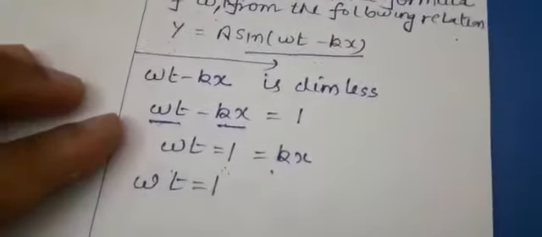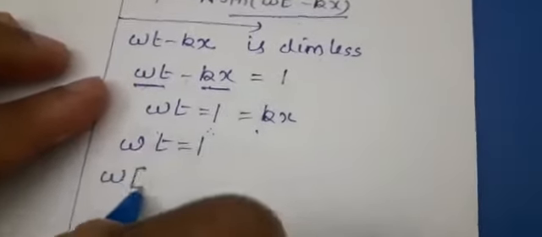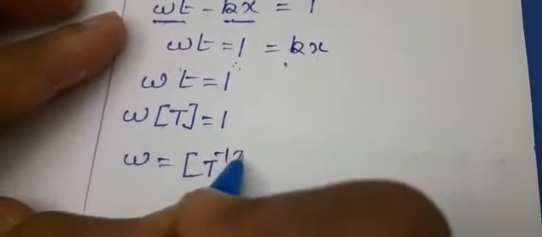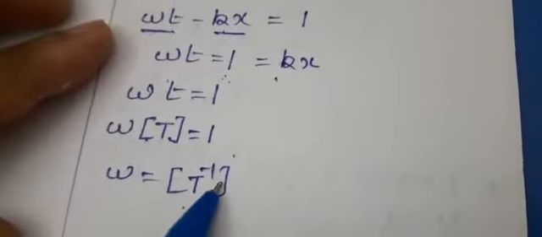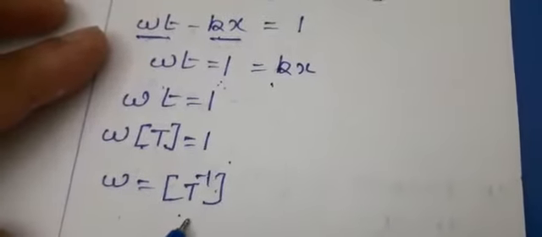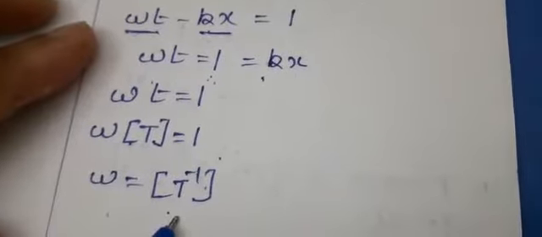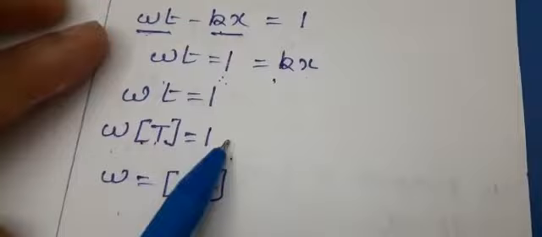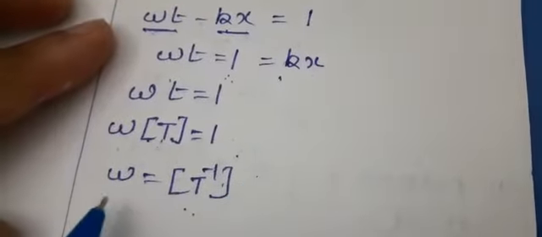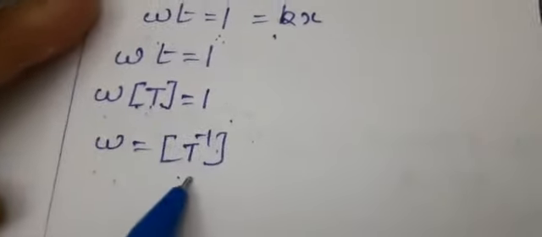Now omega t equal to 1. So t has the formula capital T. So what is the dimension formula of omega? It will be T minus 1. You take it in the denominator and write in the next step: omega into the dimension formula of t is 1, taking it to the right hand side, and hence you are getting this.